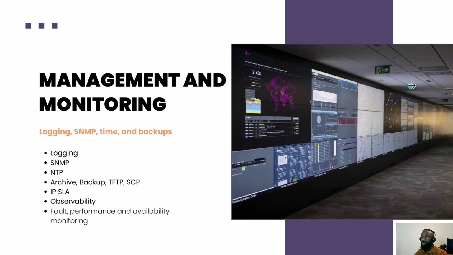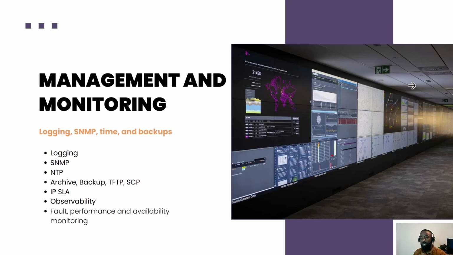Now, another one we have is management and monitoring. In management and monitoring, you need to ensure that you have visibility. You need to ensure that you have observability within your network. So logging is important. Logging of events, traffic, and things like this is important. Another one is Simple Network Management Protocol, to be able to manage your devices centrally.